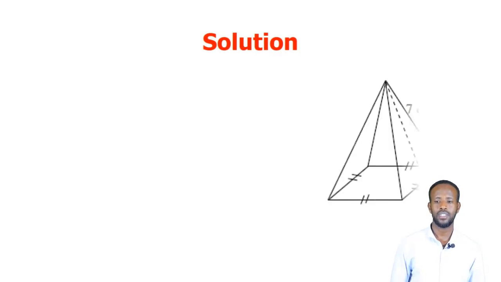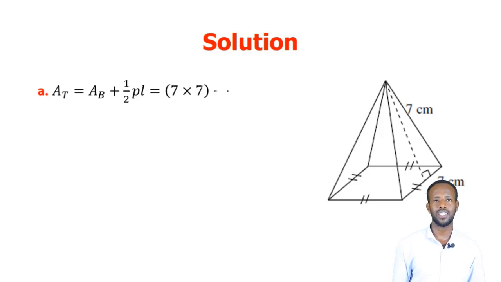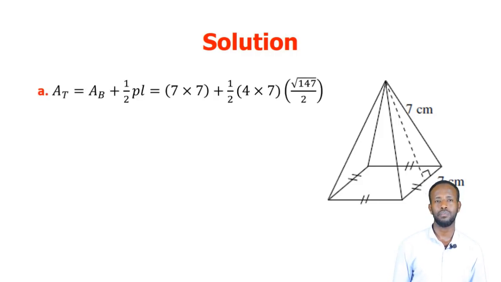Solution. This is the figure that we are given. All edges are 7 centimeters. All, whether it is base or height and so on. So we can say total surface area is equal to area of the base plus 1 over 2 PL, isn't it? The perimeter is 4 times 7, okay?